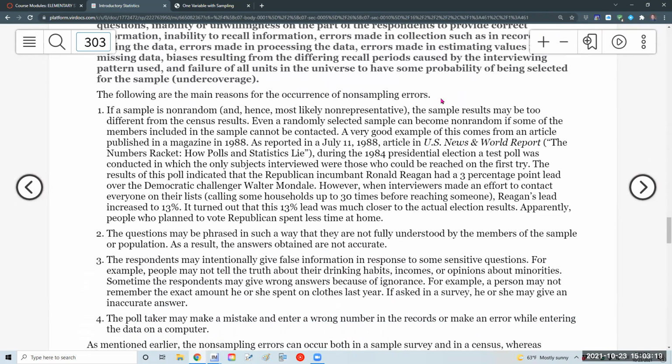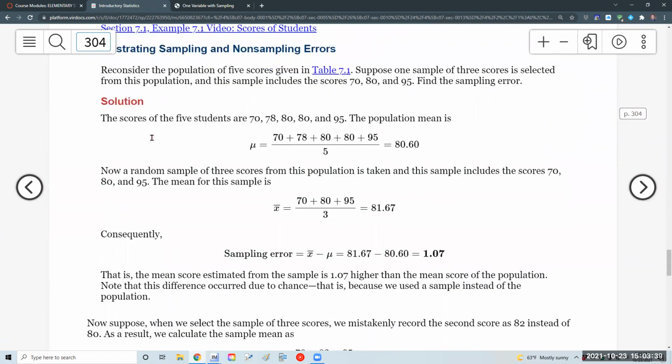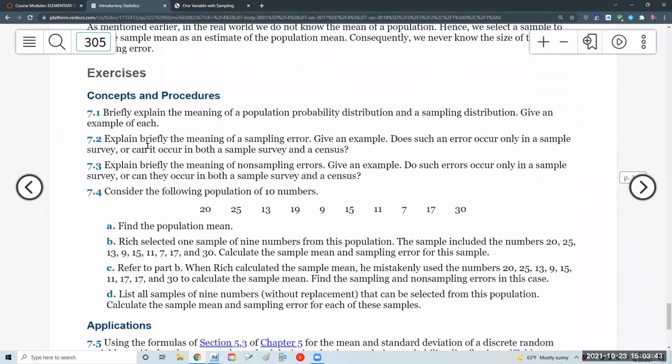And the book also lists, and I thought this was great, the main reasons for the occurrence of non-sampling errors. I think you get the gist of it by now, but here are 4 different main reasons why these occur. So take a read on that. The book also gives you an example of a sampling and non-sampling error. Great. And then that's the end of the material for section 7.1.